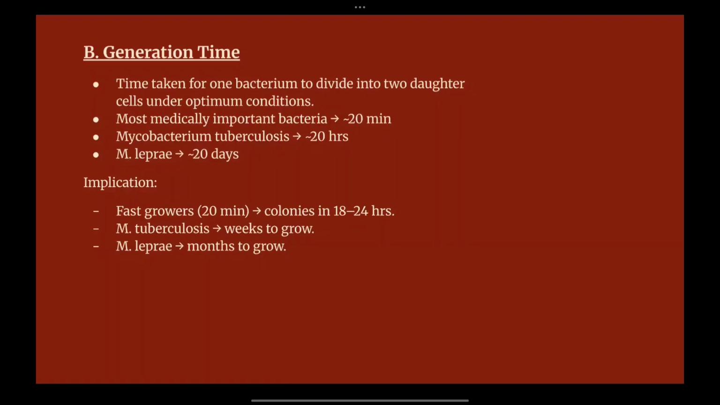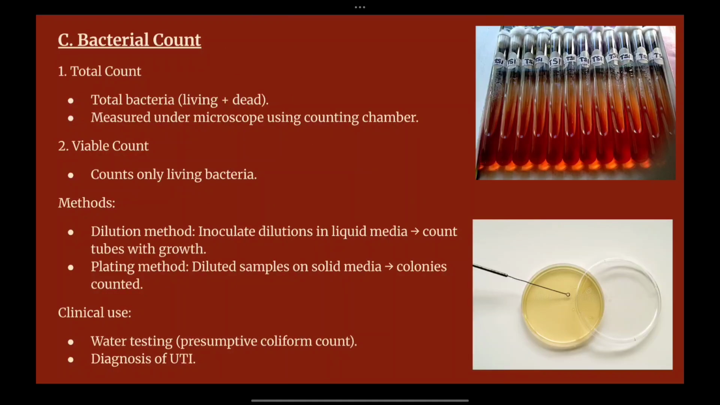Now we have learned about two aspects of bacterial growth: one is bacterial cell division, the second is the generation time, which determines the growth of the bacteria, and the third is the bacterial count, the number of bacteria present in the culture medium. The total count is the total number of bacteria, whether living or dead, taken into consideration. It is measured under the microscope by counting chambers of the bacteria. The viable count is the count of living bacteria alone, and this is done by the dilution method or the plating method.